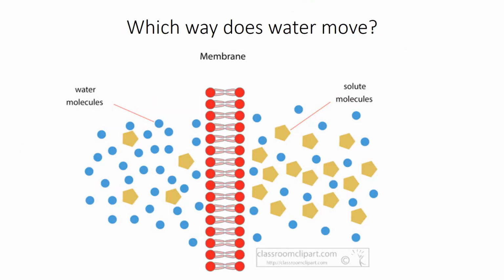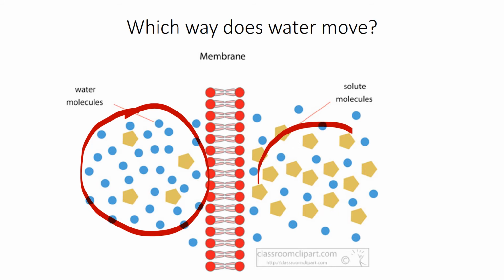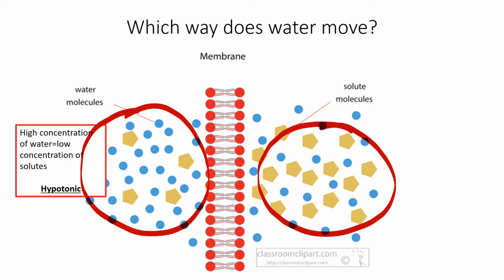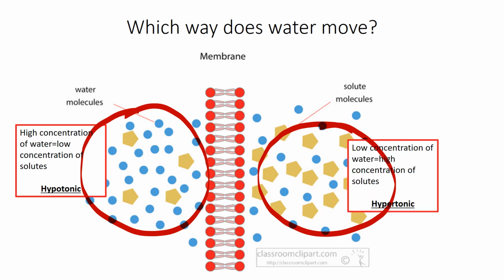So let's think about this again. Which way does water move using all of this information that we have? Over on the left, I have lots of water molecules, and I have less concentration of solutes. Over on the right, I have a higher concentration of solutes, but less water. So I would say that the left side is hypotonic. It has a high concentration of water and a low concentration of solutes, therefore it's hypotonic. And over on the right-hand side, I see a low concentration of water and a high concentration of solutes, and therefore it is hypertonic.